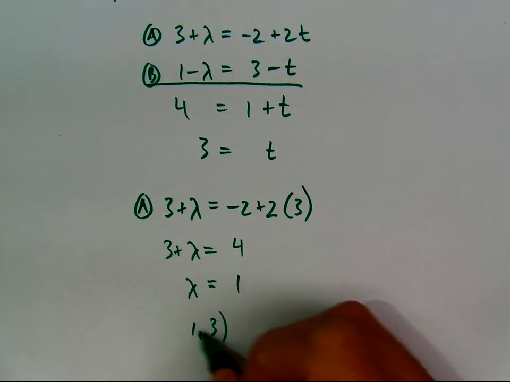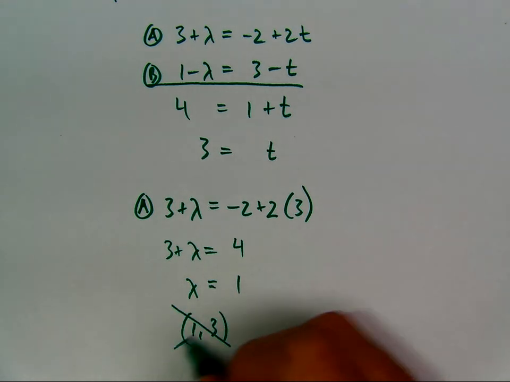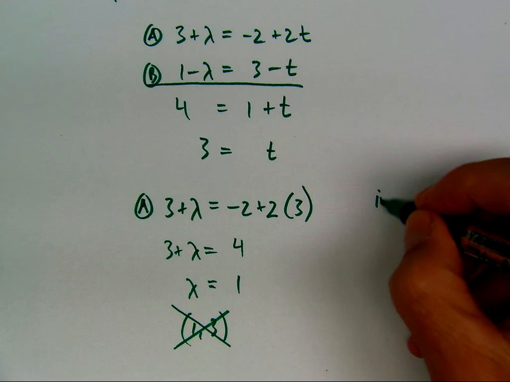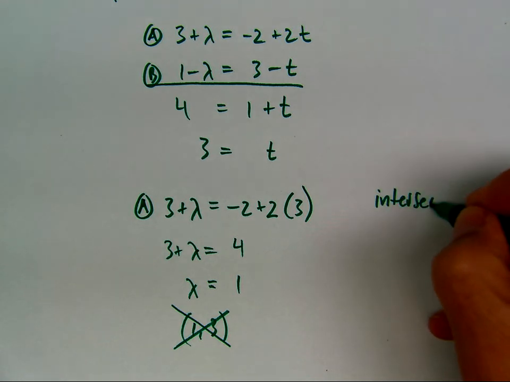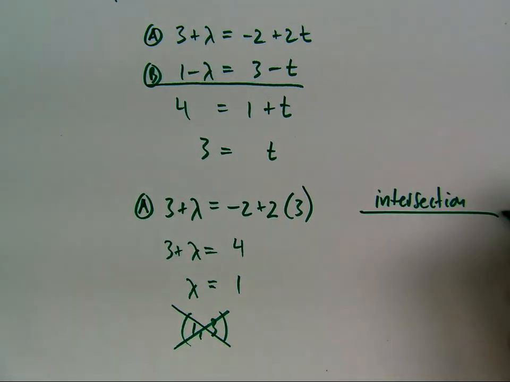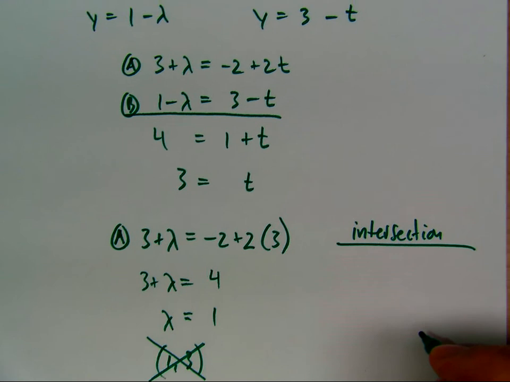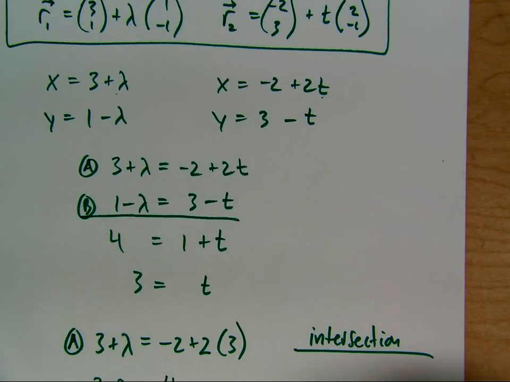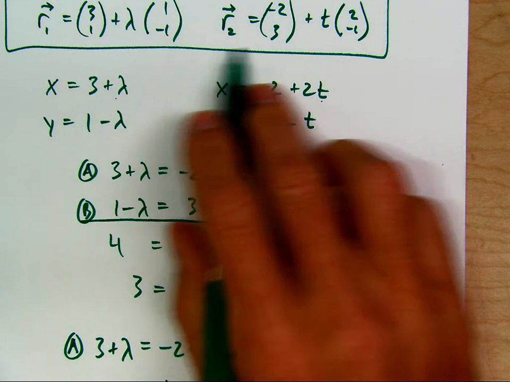At this point, in the beginning, maybe you'll say the solution is 1, 3. Solution 1, 3? No, because those are the parameters. We need to find the x value and y value. So to find the intersection, let's use either of the equations. We can use this or we can use that.